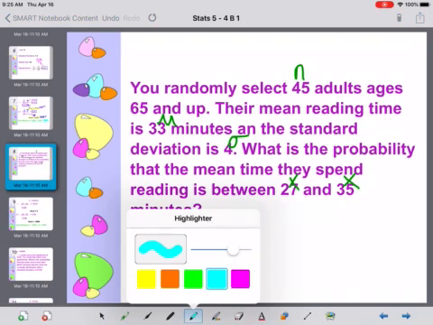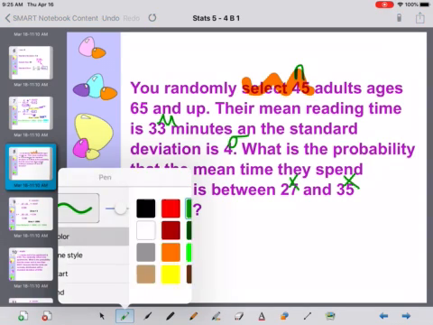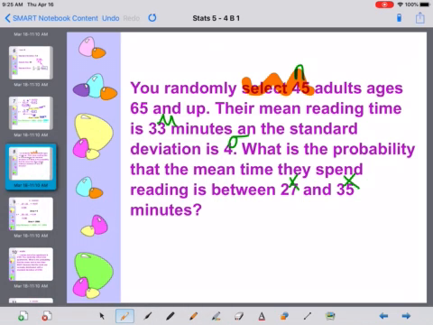So they gave you two x values again. But again, the fact that they gave you a sample size tells you have to calculate the standard error first. Okay? So the standard error is baby sigma divided by the square root of n. So our baby sigma was 4, and you're going to divide it by the square root of your sample size, which was 45. So you would take 4 and divide it by the square root of 45.